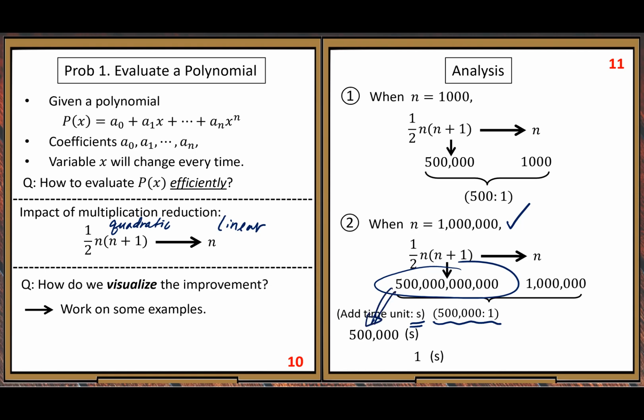Here, based on our assumption, we need to use 500,000 seconds. How long is that? Let's convert to the number of days so we can see this period better. Approximately 5.8 days. Think about that, 5.8 days. To evaluate the same 1 million degree polynomial by Horner's rule, we only need 1 second.